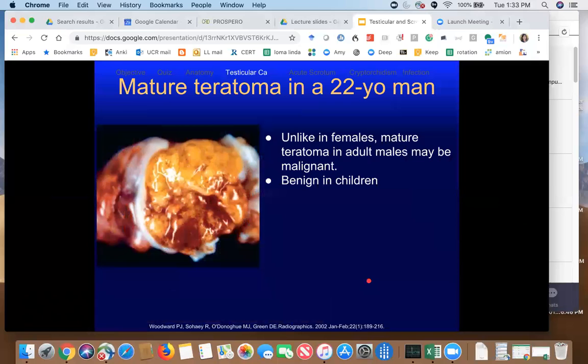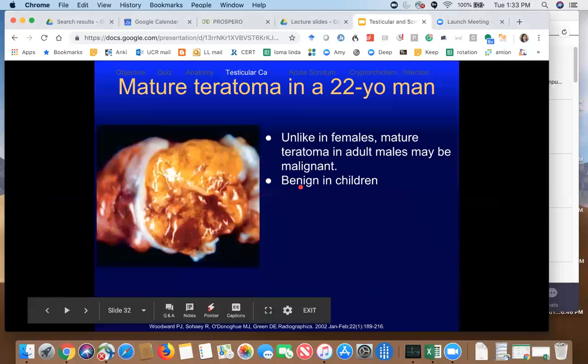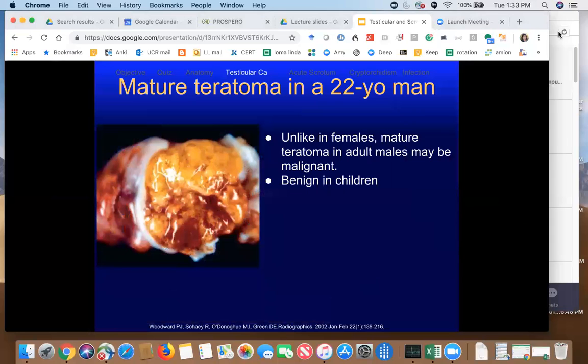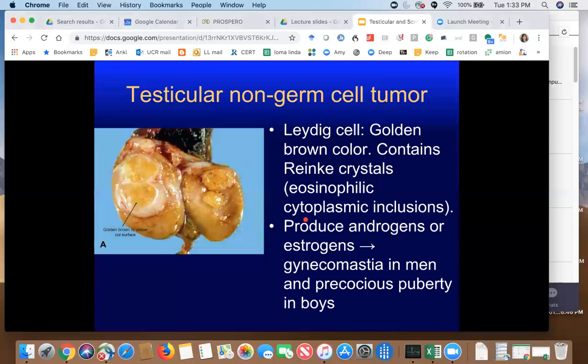Mature teratoma is another non-seminomatous germ cell tumor. It happens in adult men, can be cancerous, and it's benign in children.